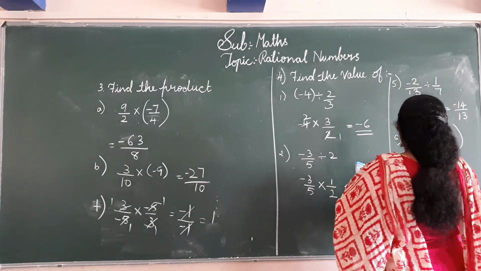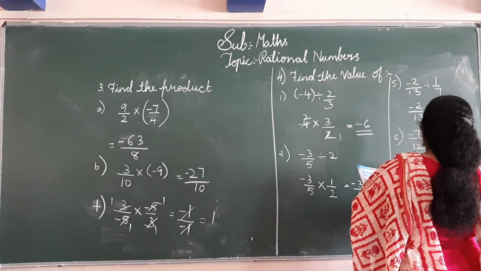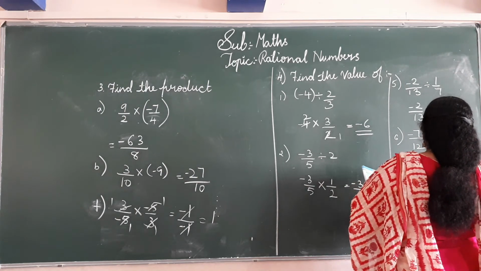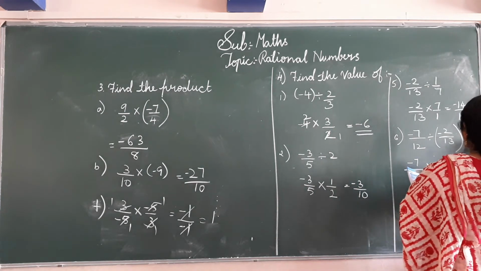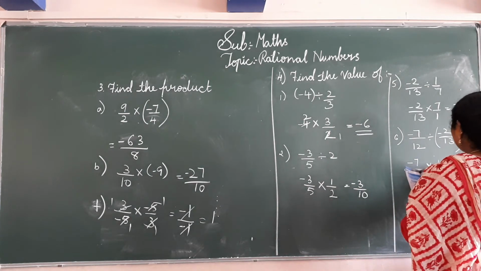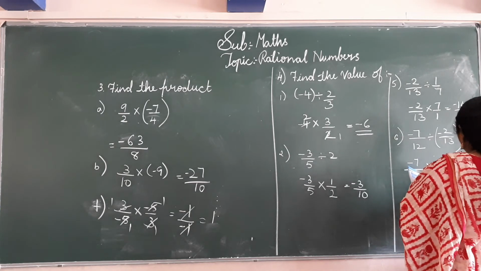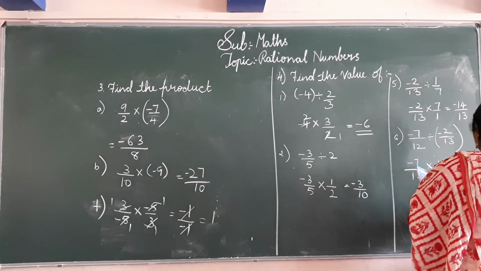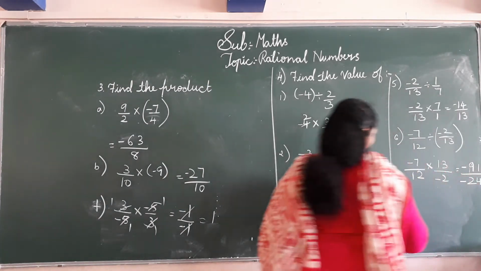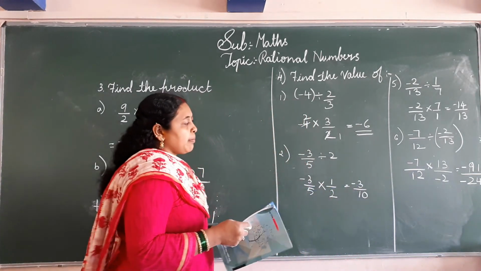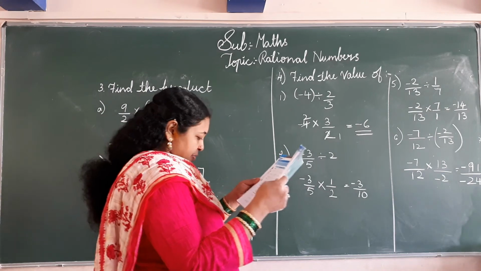Sixth one, minus 7 by 12 divided by minus 2 by 13. So minus 7 by 12 into 13 by minus 2. So 7 threes are 21, 1 2 carry, 7 is 7, 8, 9. So it is 91. Minus 91 by 12 2s are 24, minus 24. Okay, minus 91 by minus 24.